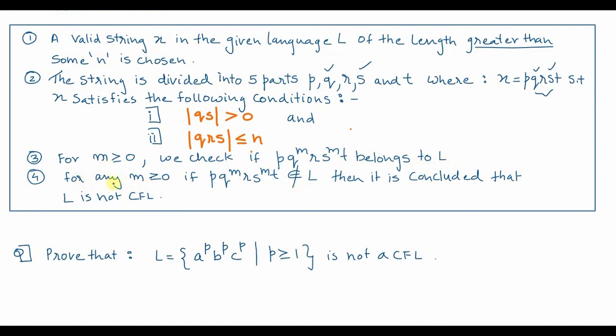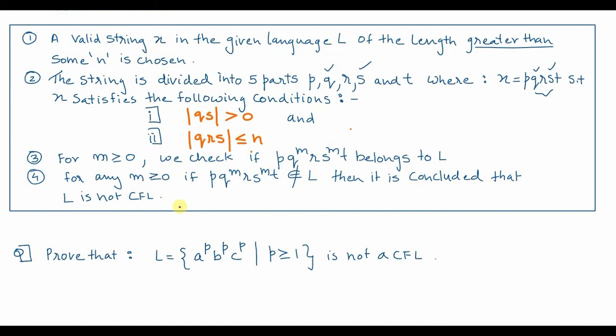Now for any value of M greater than or equal to 0, if we are able to show that the string P Q raised to M, R S raised to M, T does not belong to the language, then the lemma concludes that the language L itself is not a context-free language. So this is the lemma, basically, the pumping lemma for context-free language.